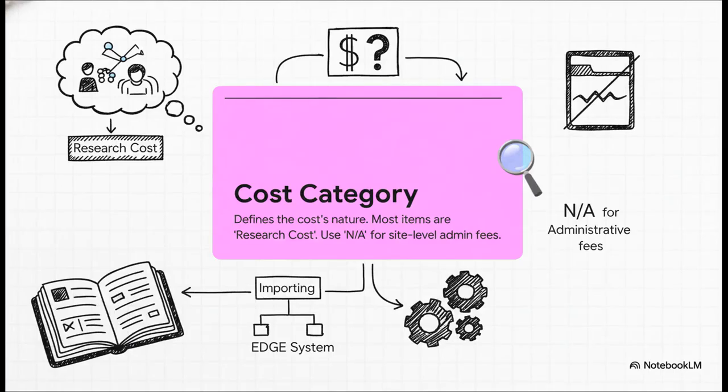This field here helps classify your spending the right way. For most of your per-patient trial activities, you're going to use research cost. But for things like a feasibility review or monitoring fees that aren't tied directly to a patient, NA is the way to go. It's all about making sure the costs are attributed correctly.